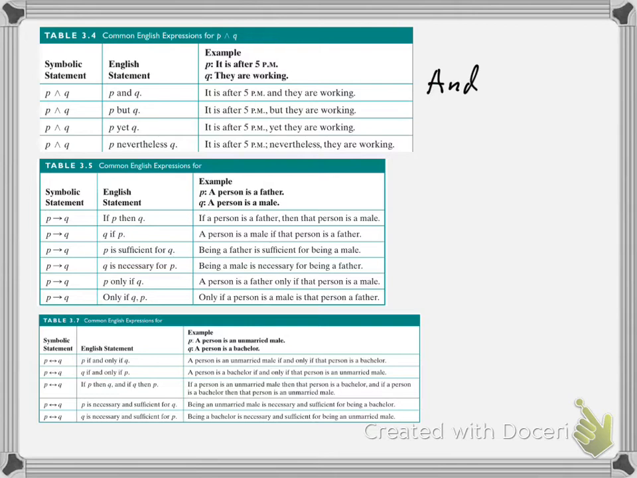The or table, we don't have one for it because there's not that many alternate wordings for or, but I'll explain what I mean by that. But P and Q can be worded several different ways in English. You could say it is after 5 p.m. and they are working. You could say it is after 5 p.m. but they are working. But means the same thing as and in logic.